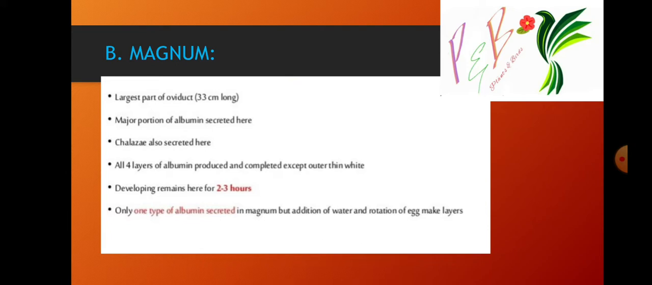The outer thin white remains developing here. All four layers of albumin are produced and completed except the outer thin white. The ovum remains here for 2 to 3 hours. Only one type of albumin is secreted in the magnum, but the addition of water and rotation of the egg make the layers.